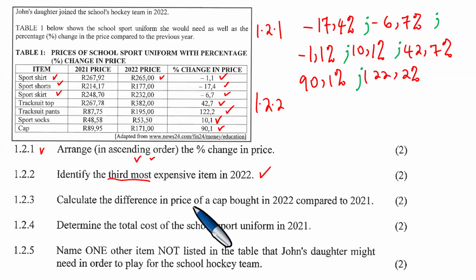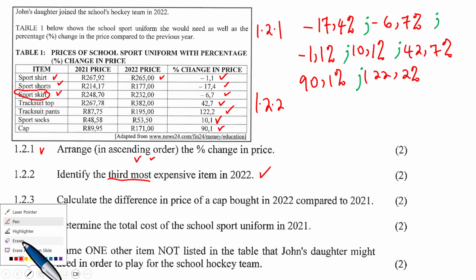The sport shirt. Well done. There it is. And this is a very brilliant answer. The sport shirt. I agree with you there. So it is the sport skirt. Is it correct? What do you think? Isn't it the third? Isn't it the shirt?